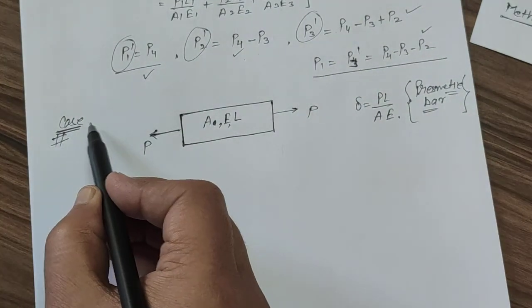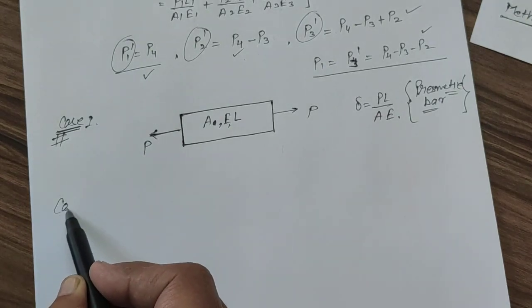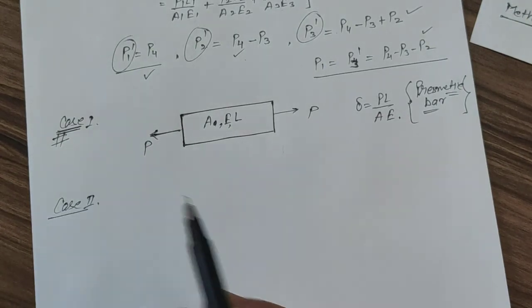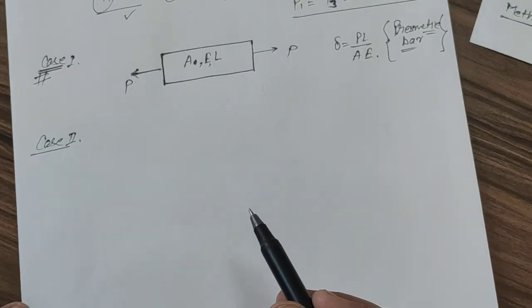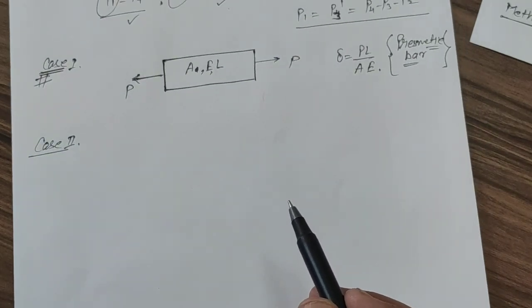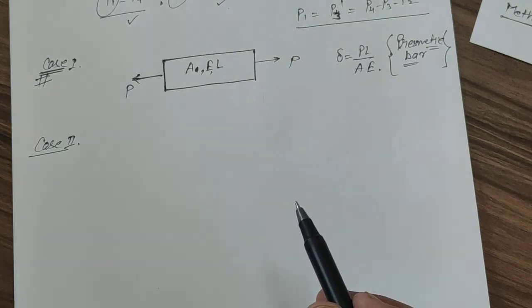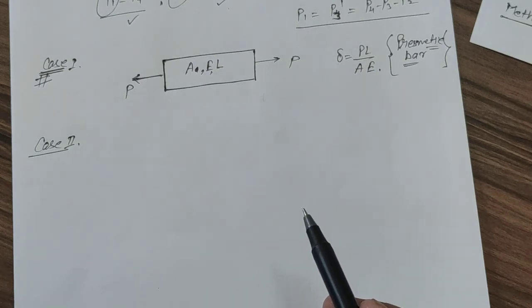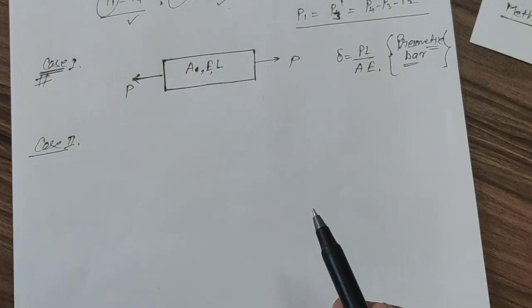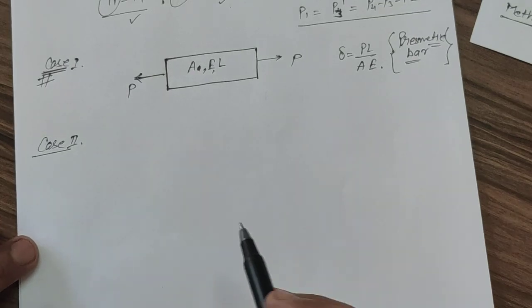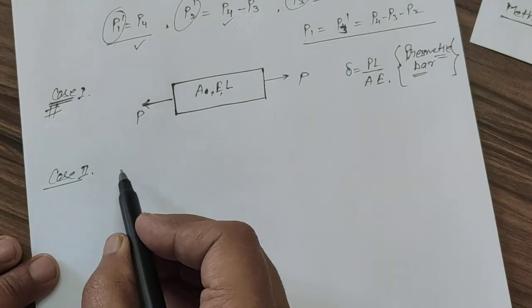This is the case we have discussed, case 1. Now the second case can be when the cross sectional area is varying, and the variation is uniform. There is uniform variation of the cross sectional area along the length. If we have a variation in the cross sectional area along the length, these bars are known as tapered bars.